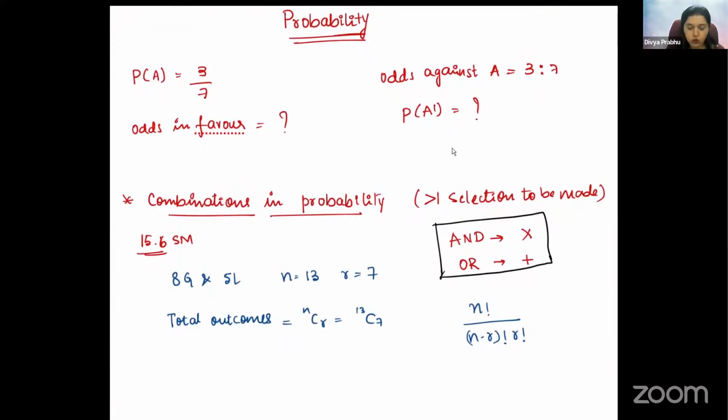Very simple question. I want to understand how many students here have actually understood this concept of odds in favor and odds against. First question: probability of A is given, which is 3 by 7. Can you tell me what is odds in favor of event A? I'm waiting for the answer. Use the formula, which is favorable by unfavorable. What is odds in favor?